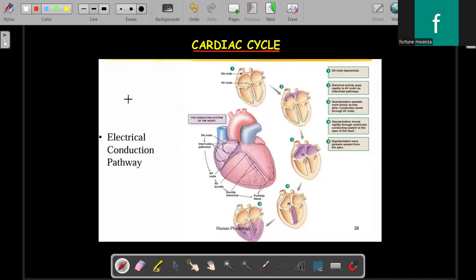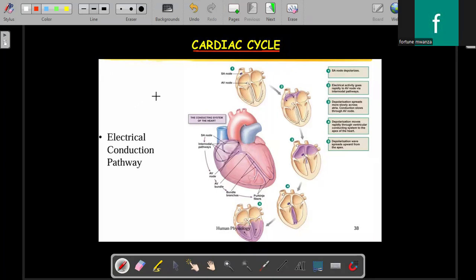In this video, I'm going to run through the cardiac cycle phases. I'm going to run through all the phases of the cardiac cycle. But before I do that, let me remind you of the electrical conductivity pathway of the heart.